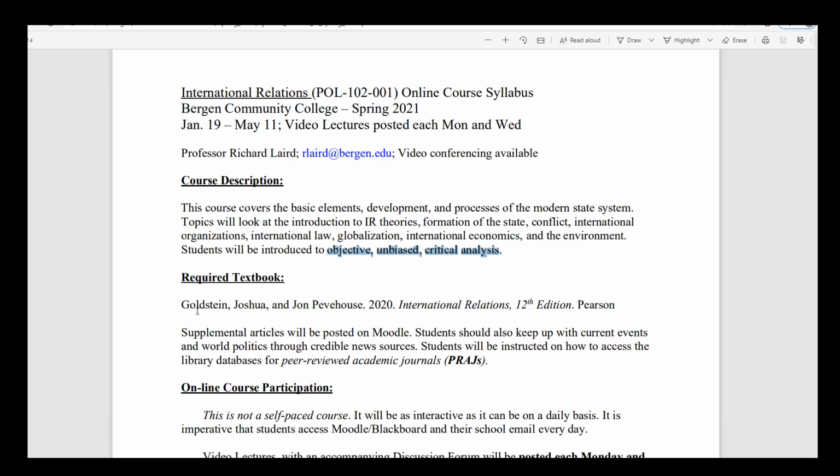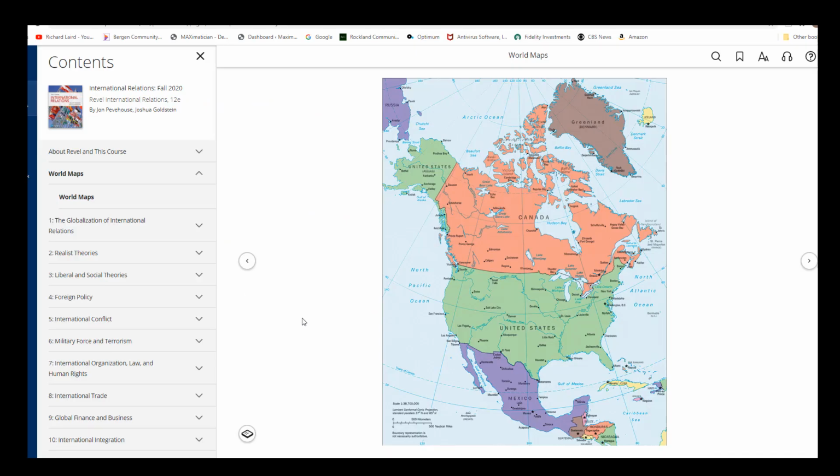Now, the textbook for the course is required. It's International Relations, 12th edition by Pearson, by Goldstein and Pevehouse. As we'll see in the schedule in a few minutes, the course comes primarily from this textbook. Here is the online textbook. It appears that this 12th edition is only available online.